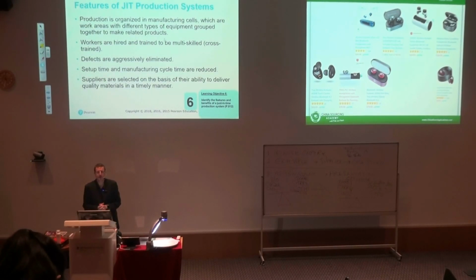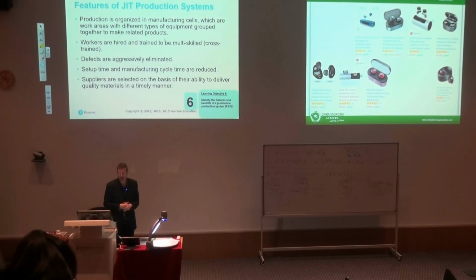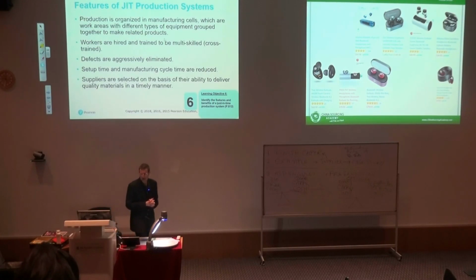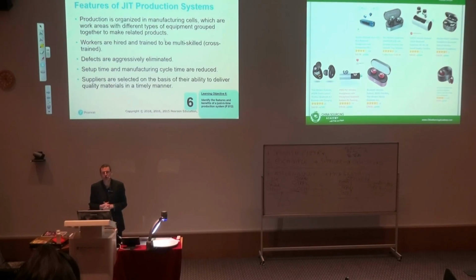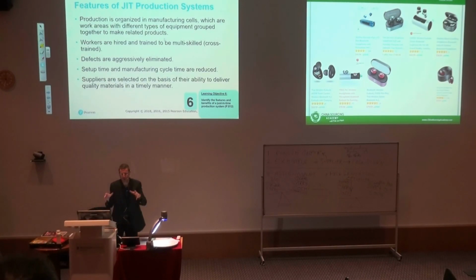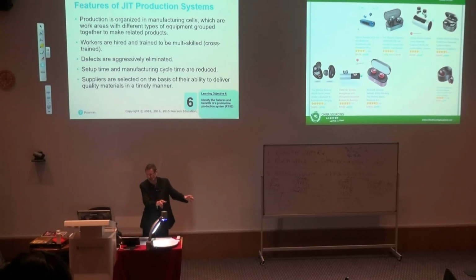Okay, so finally, just before our break, features of just-in-time production systems. Number one, production is organised in manufacturing cells. So in other words, they're sort of like islands, they're work areas. You saw the Hoover board manufacturing system I showed you, where one worker just does one little part and then it rolls on to the next worker and they do a little part.